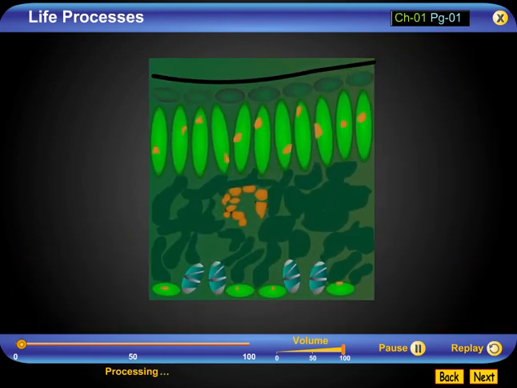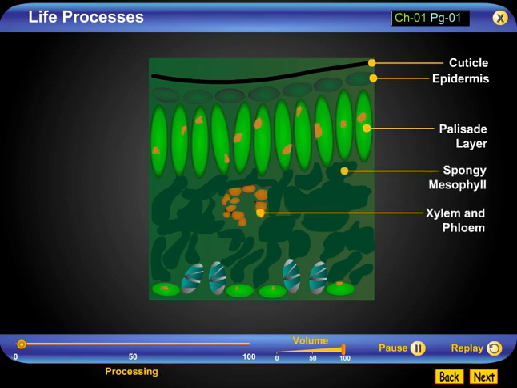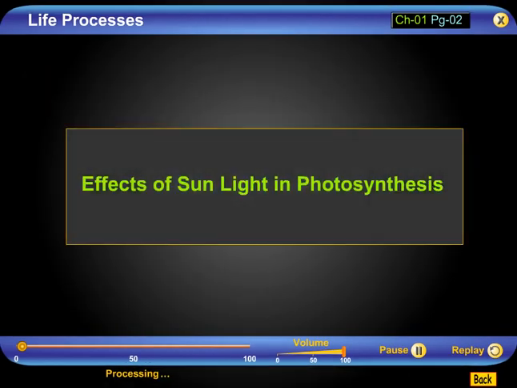It consists of epidermis, the outermost layer lined with cuticle, veins, the spongy layer, and spongy mesophyll, xylem, phloem. This layer helps in the transportation of water and minerals to the apex and leaf from the root. The innermost layer is the lower epidermis, interrupted with guard cells. Effects of sunlight in photosynthesis.